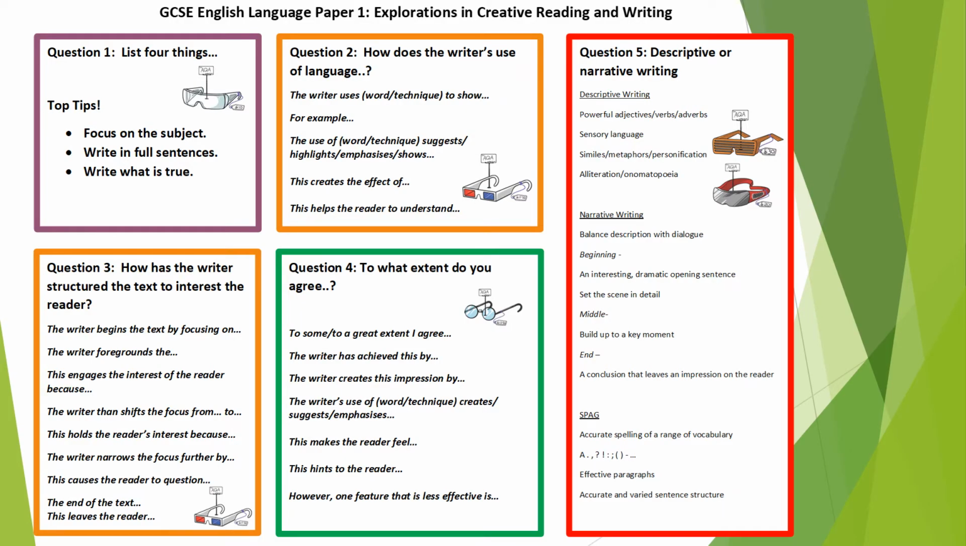Here is another resource to help students to understand what each question is asking them to do in the GCSE English Language Paper 1 exam. It also includes some sentence starters to help students to target the assessment objectives that they're being tested on for each question. For question 5, descriptive or narrative writing, there's a list of top tips of things that students need to do to achieve the highest marks available for this question.